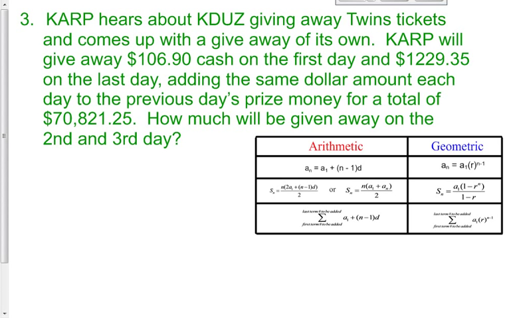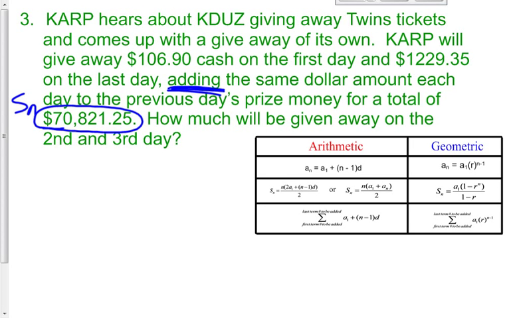KARP, which is a radio station, hears about KDUZ giving away Twins tickets, and it comes up with a giveaway of its own. KARP will give away $106.90 cash on the first day, and then $1,229.35 on the last day. Adding the same dollar amount each day, this word is important right here, adding the same dollar amount each day to the previous day's prize money for a total of this much money. Now class, when it says total, that's telling you that this is the sum of the first n terms. A total is how much money altogether, so it's a sum.